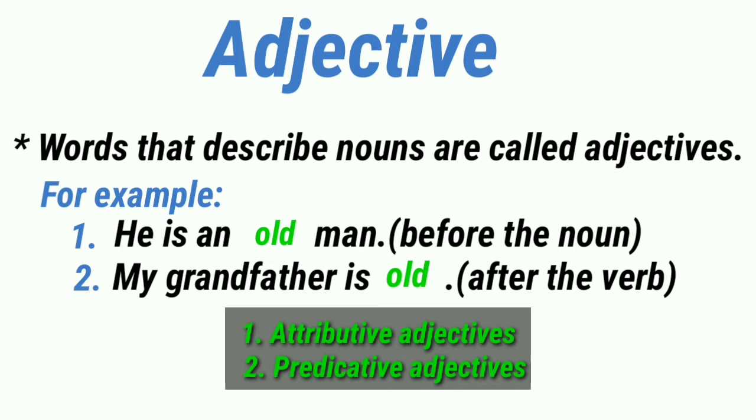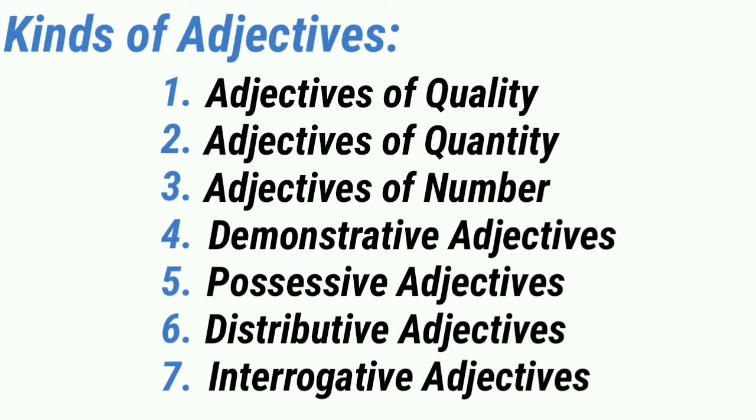So, students, when adjectives are used before a noun, they are called attributive adjectives. And when adjectives are used after a verb, they are called predicative adjectives. There are 7 kinds of adjectives: adjectives of quality, adjectives of quantity, adjectives of number, demonstrative adjectives, possessive adjectives, distributive adjectives, and interrogative adjectives.